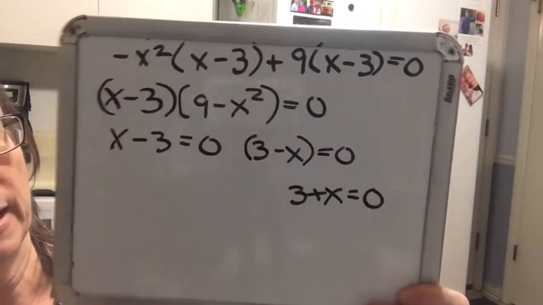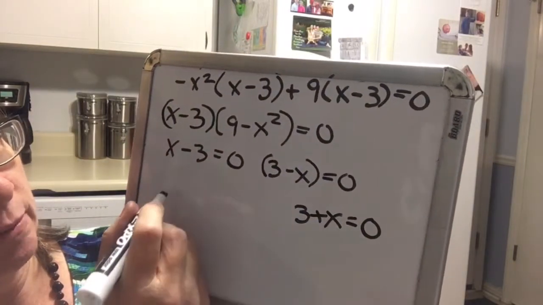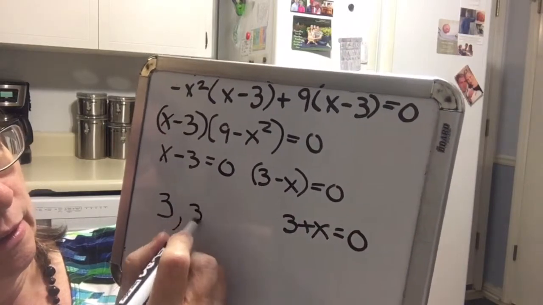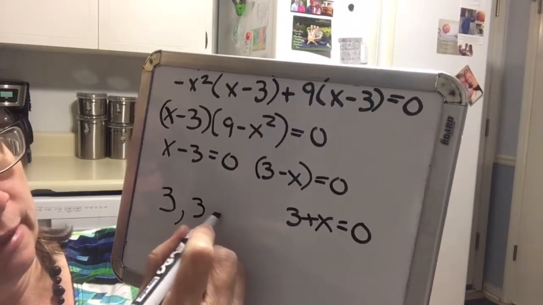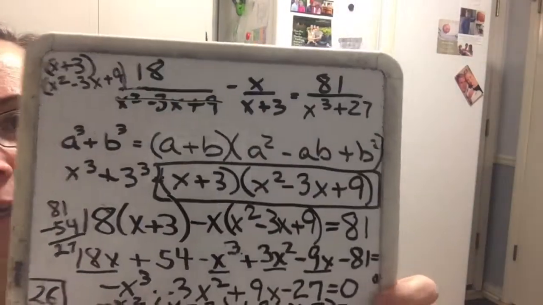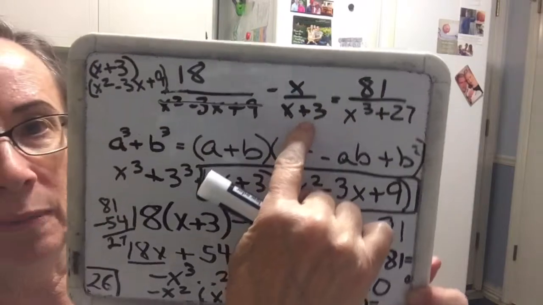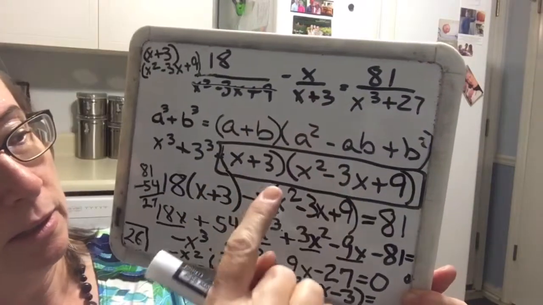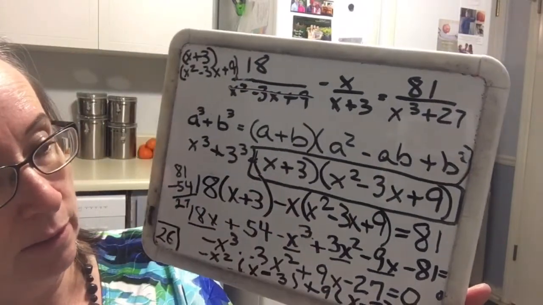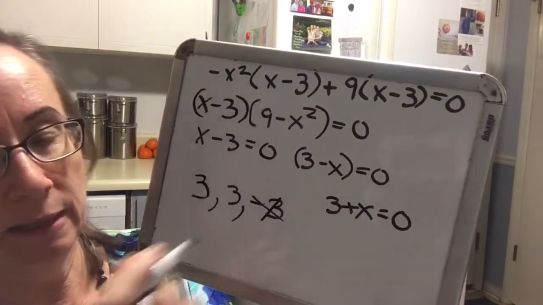So here we go, back here, and we set this one equal to 0, and we get a 3. We set this one equal to 0, and we get a 3. And we set this one equal to 0, and we get a negative 3. Okay, but when we go back to our original, a negative 3 would have made our original equation go to 0, which also makes our least common denominator go to 0. Therefore, a negative 3 is a no-no. Okay, so we're going to cross off the negative 3.